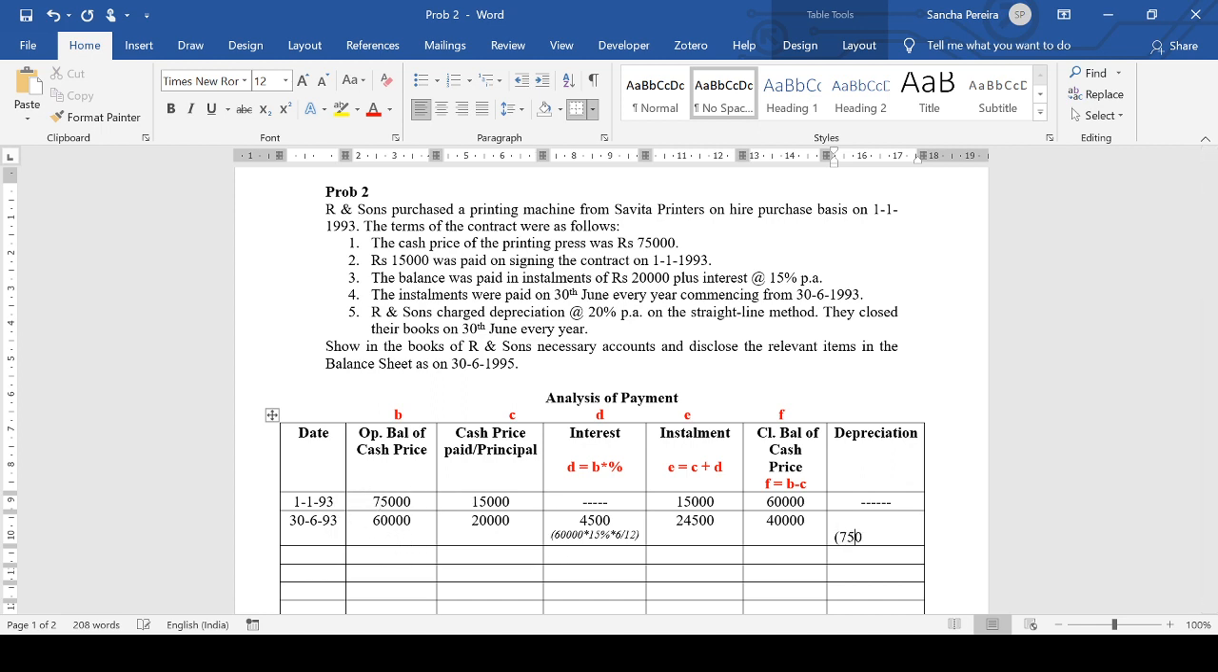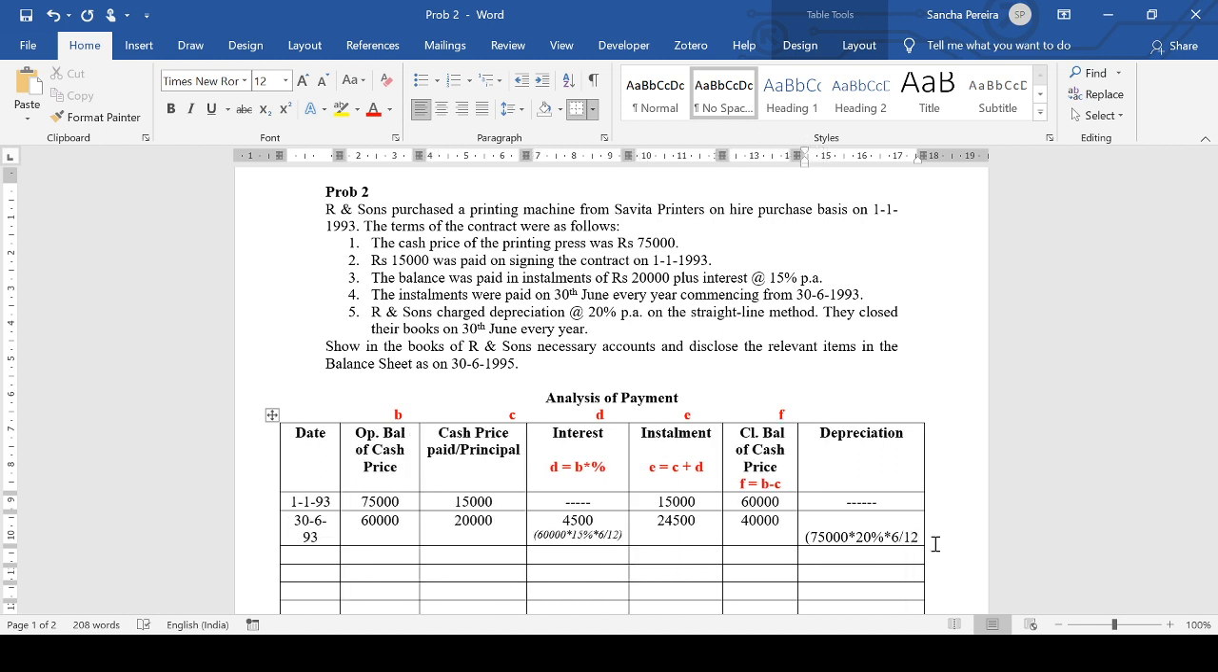So that's going to be 75,000 into, what's the rate of depreciation? 20% into, again, we are calculating depreciation right now only for 6 months because we had the machine only from 1st January and we are right now on 30th June. If we don't show 6 months, we are going to be showing the depreciation for the whole year, which is going to be wrong. So the depreciation will only be for 6 months. So 6 divided by 12.